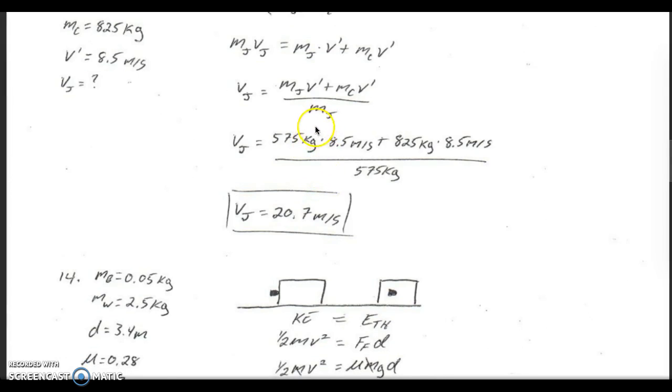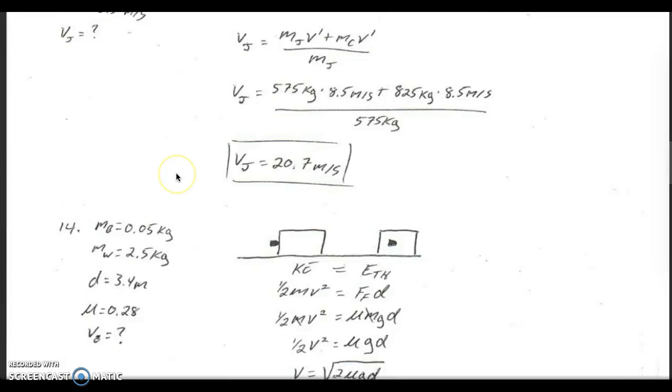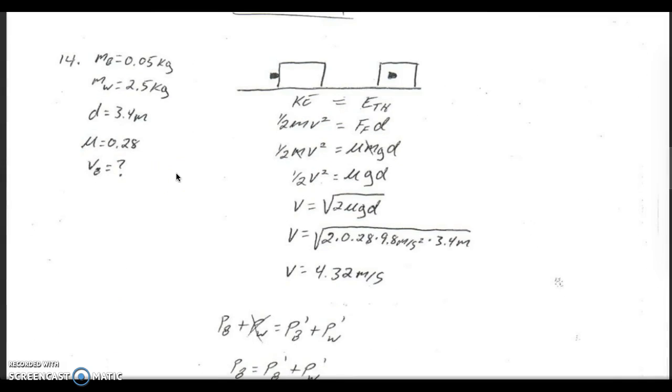Plugging in my numbers, mass of the Jeep was 575 kilograms, times the speed after the collision, 8.5 meters per second, plus mass of the car, 825 kilograms, times 8.5 meters per second, all divided by the mass of the Jeep, 575. I get that the velocity of the Jeep before the collision was 20.7 meters per second. Number 14. A 0.05 kilogram bullet is shot into a 2.5 kilogram wooden block sitting on a table.